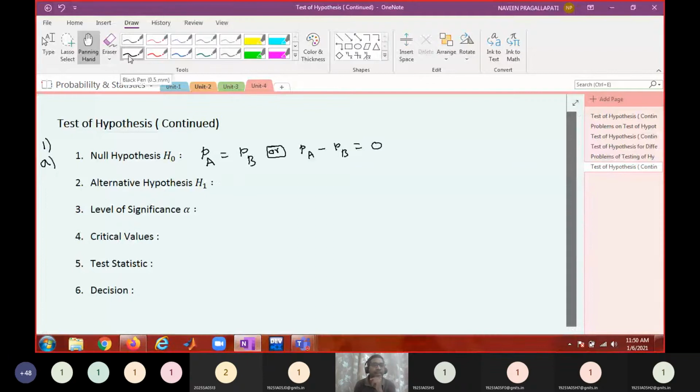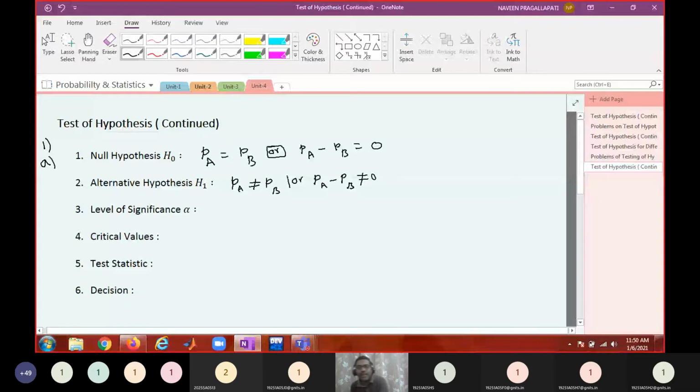So what is the alternate hypothesis? We are asked PA minus PB not equal to 0. Right, PA minus PB not equal to 0. That means PA not equal to PB. Or you may say PA minus PB not equal to 0. Because you are writing the not equal to symbol, naturally you have to apply a two-tailed test. Right, two-tailed test.